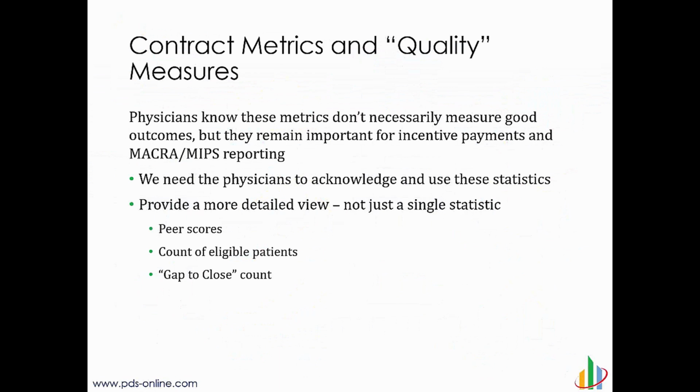So we generally do that by using peer scores. We provide things like a count of the eligible patients so that the physician and care team can verify that those are the right patients. And then looking at things like a gap to close count to make these more actionable for the physicians.